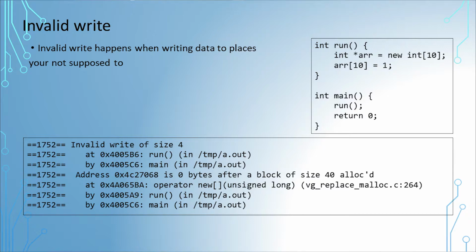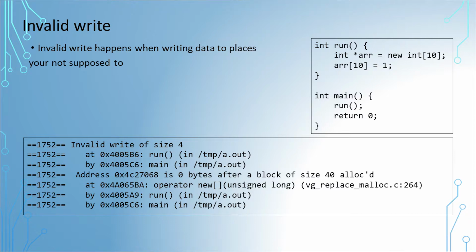Another type of error is invalid write. Invalid write happens when you write data to places you're not supposed to. Maybe that's the most obvious case, but also just randomly choosing an address and writing there will have the same effect. Every place you're not supposed to write to in memory, it will tell you about it. Some of those will crash you, and some of them will have undefined behavior. Crashing is also technically undefined.